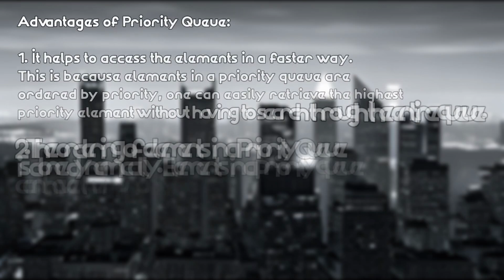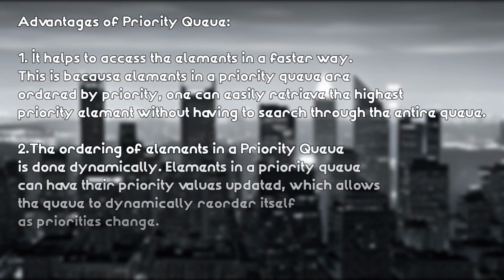Advantages of priority queue. 1. It helps to access the elements in a faster way. This is because elements in a priority queue are ordered by priority. One can easily retrieve the highest priority element without having to search through the entire queue. 2. Elements in a priority queue can have their priority values updated, which allows the queue to dynamically reorder itself as priorities change.